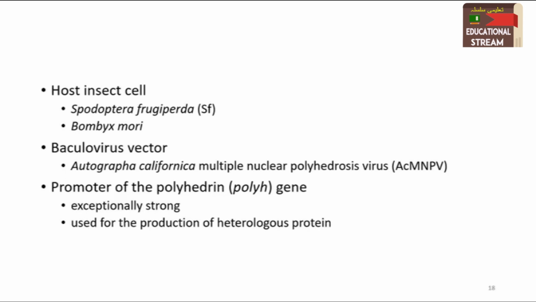So mostly the host insect cells which are used as a host are Spodoptera frugiperda, which is also known as SF, or Bombyx mori. And the vector, which is mostly a baculovirus vector used, is Autographa californica multiple nuclear polyhedrosis virus. The promoter which is used belongs to the polyhedrin gene, because this promoter is exceptionally strong and it is used for massive production, or high yield, of heterologous protein.